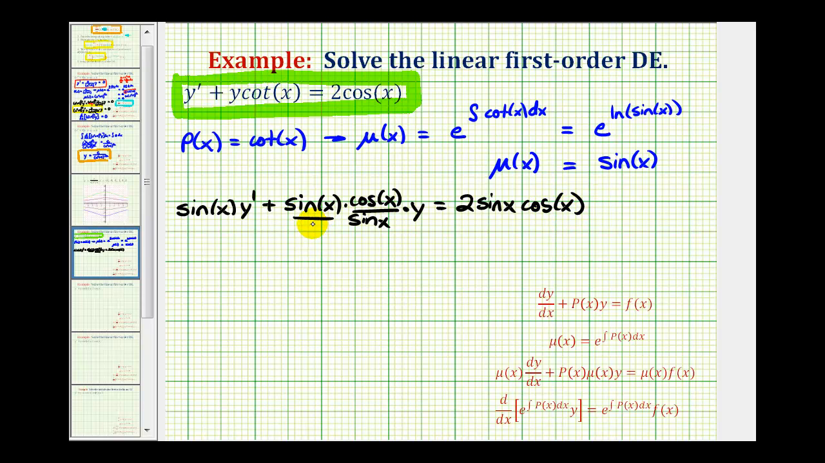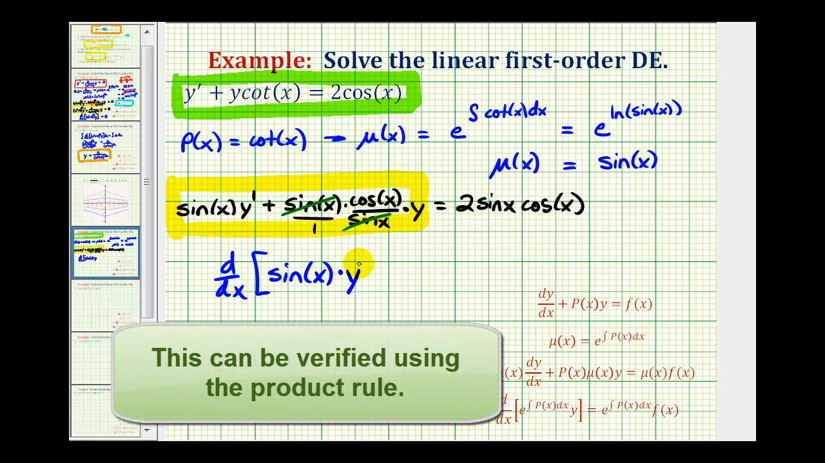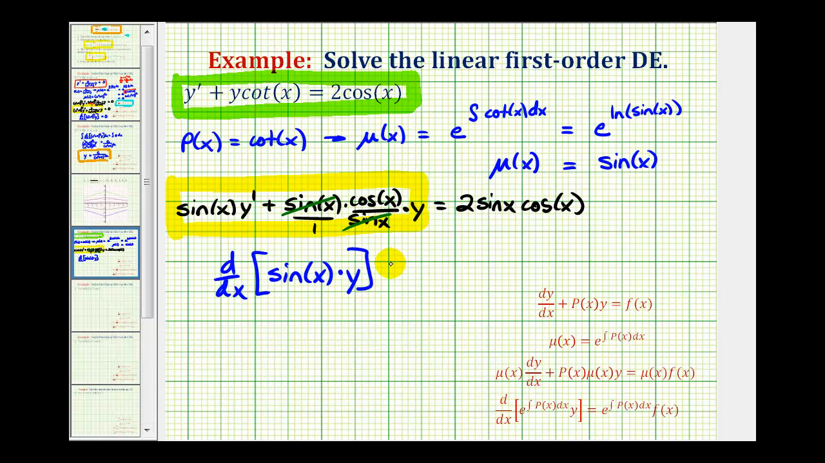Again, we can see here that this is going to simplify. This is sine x over 1. Sine over sine simplifies to 1. We don't need to do that, but we might as well. Because remember, the main idea here is that this left side of this differential equation is now equal to the derivative of the product of mu of x, the integrating factor, which is sine x, and y. So this derivative is equal to this sum in the yellow box, which is also equal to 2 sine x cosine x.